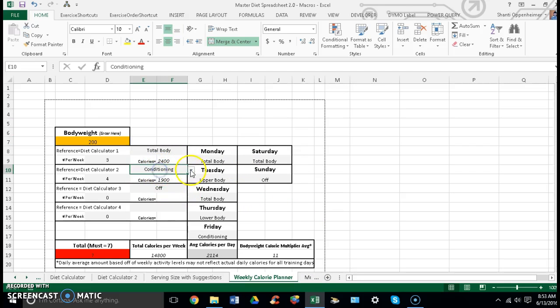Typically, what I'm doing here is I'm listing out your total calories per week, your average calories per day, and taking this average calories per day and dividing it by your body weight, we get this number. And this is useful for tracking trends. We can say that if we look back and you were losing a pound a week when your average calories per day were around 2,000, and your body weight calorie multiplier was around 11, then we know that that's a proven number that worked for you in the past.